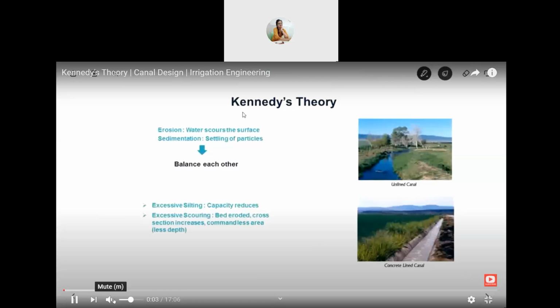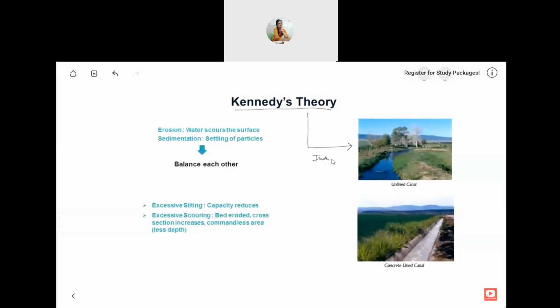Hello everyone, in this video we'll see about Kennedy's theory. Kennedy's theory is mainly for unlined canals, and it is used only in India and other regions around India. It is not used in western parts of the world.